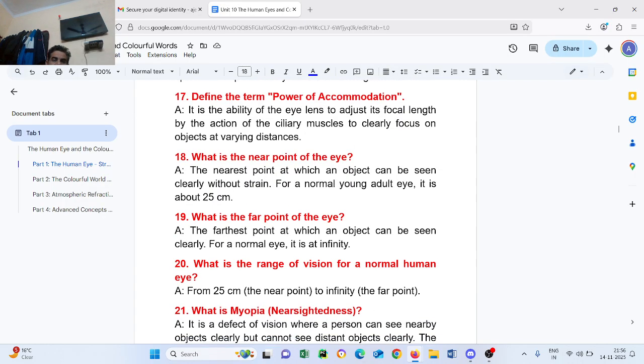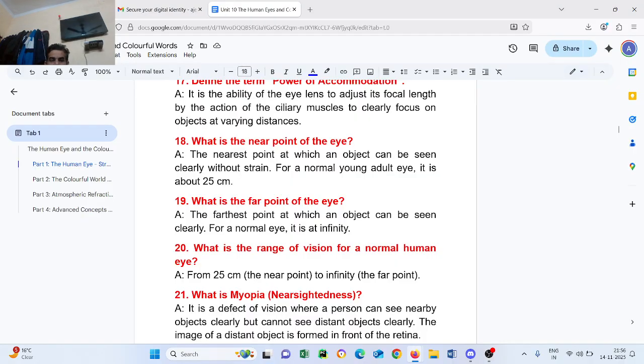Question number 20. What is the range of vision for a normal human eye? From 25 centimeter for the near point to infinity for the far point.